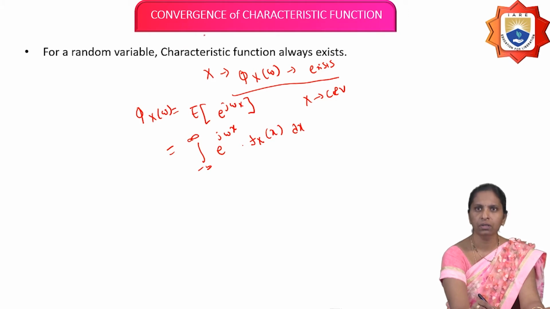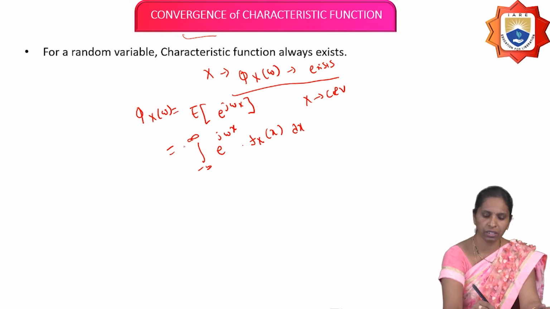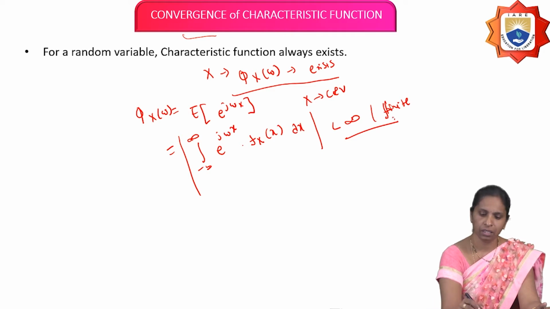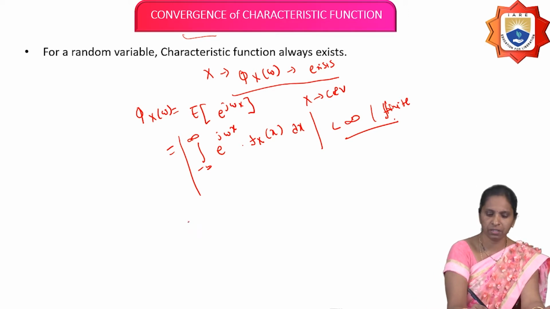Now, what do I do here? I have to find out whether it converges or not, that is, whether it has finite values or not. How do you say that a function converges or not? You should take its absolute value. If that value is finite, that is, less than infinity, then you can say that it converges, or the characteristic function will exist. Now let us find it out.